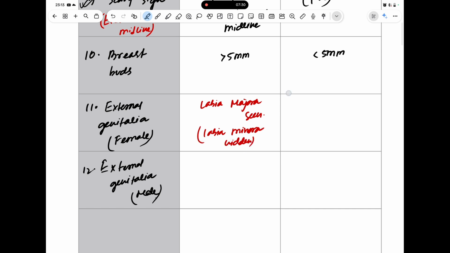But in case of preterm, this is very important. In case of preterm, both labia majora and labia minora are seen.